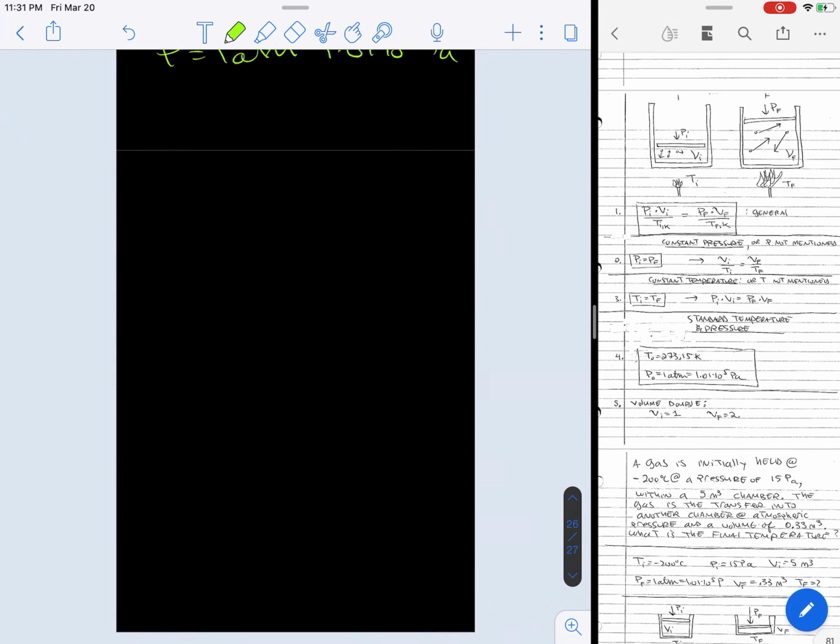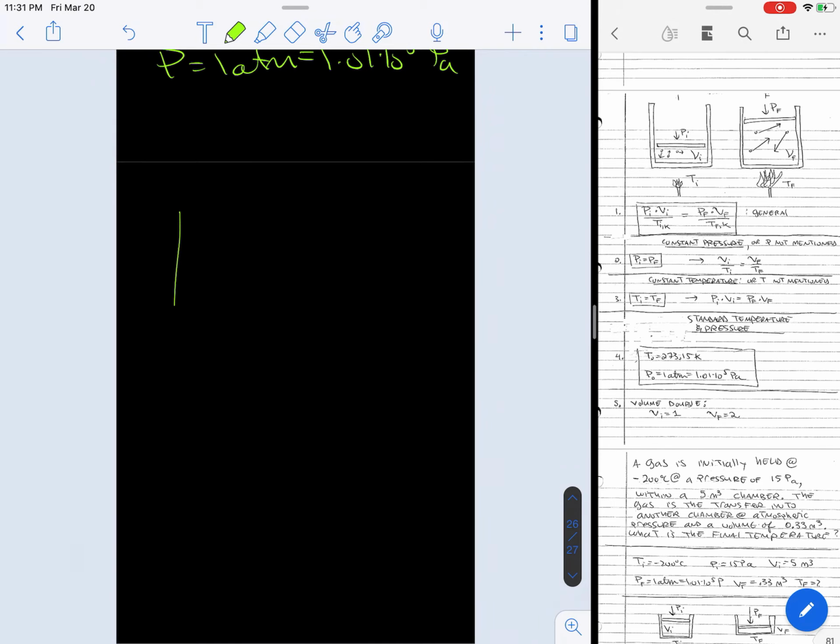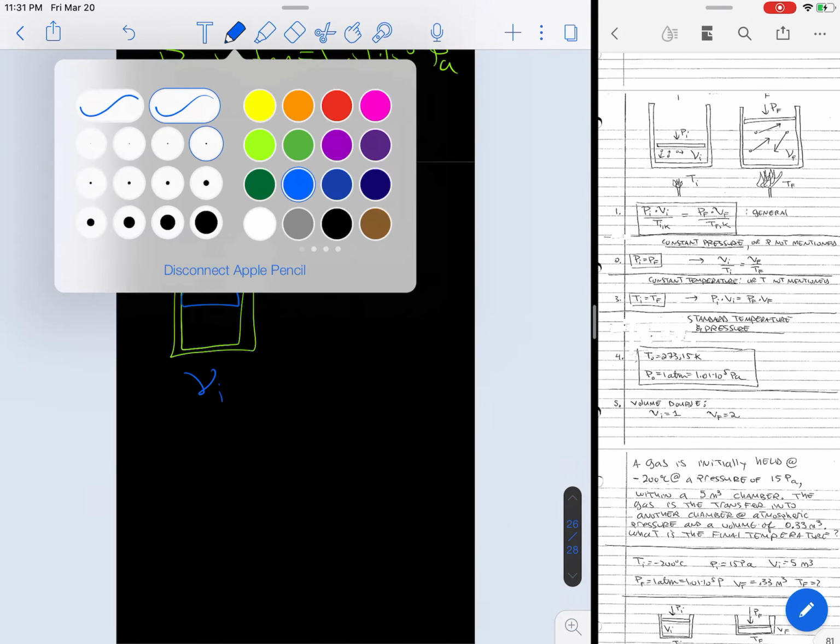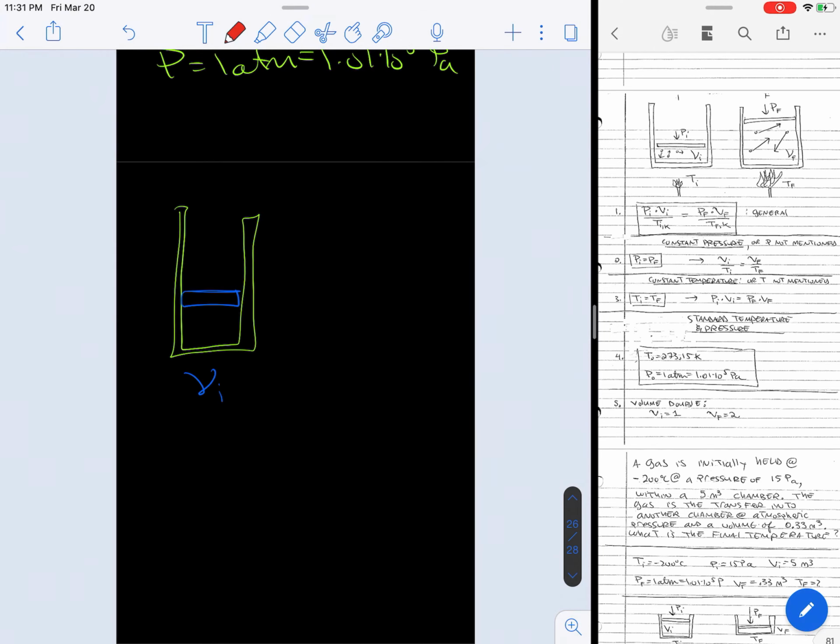Something else for these work problems is that let's say that you have your piston here, and the piston starts off with the lid like this. This is going to have some initial volume, and you'll be given something like this, where they say that the volume doubles or triples or halves. You can use this to make the calculations a bit simpler.